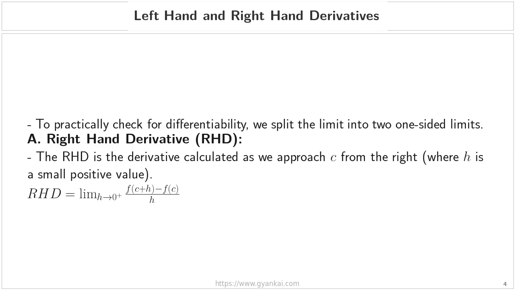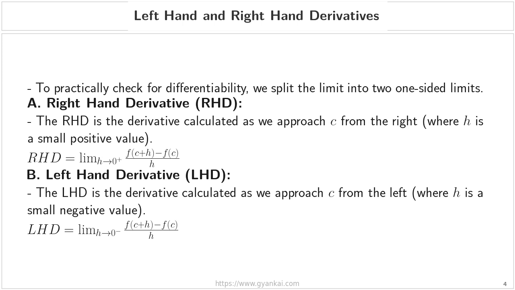First, let's examine the right-hand derivative, which we refer to as the RHD. The right-hand derivative is the derivative calculated as we approach the point C from the right side of the graph. In this scenario, the value h is treated as a very small positive number. Mathematically, the right-hand derivative is expressed as the limit as h approaches 0 from the positive side of the fraction, f of c plus h minus f of c, all divided by h.